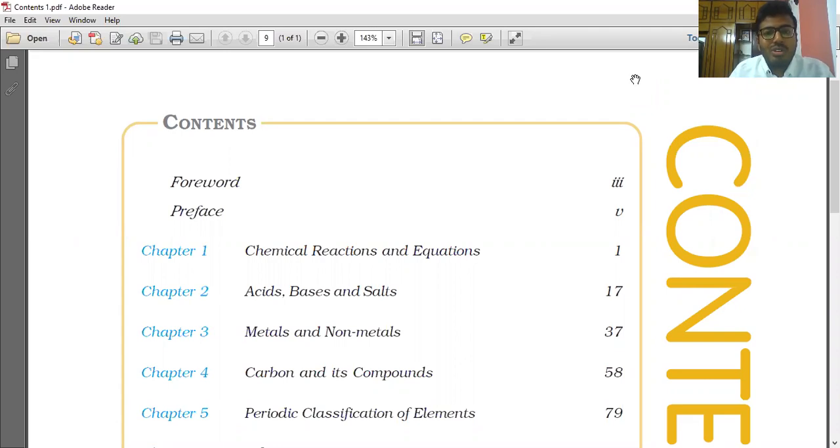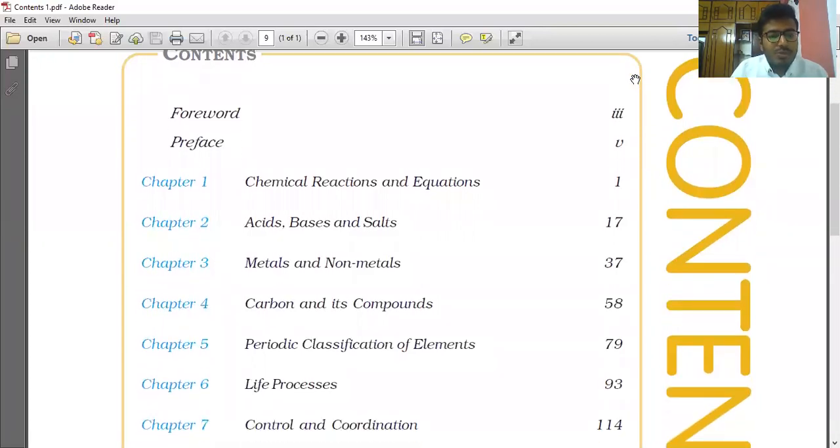Now we are going to start the science subject of 10th standard. Before going into any chapter, you have to understand what is there inside this book. The perspective will be the same as 9th standard itself. In 9th standard, you had chemistry, biology, physics, and the last one was which one? Environmental science. In the same order, this time also you have them.